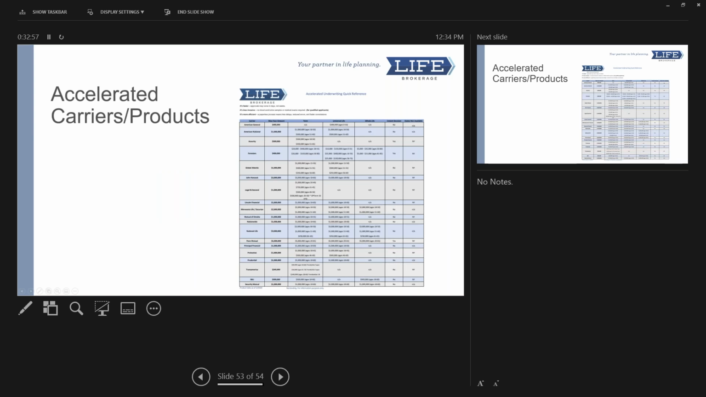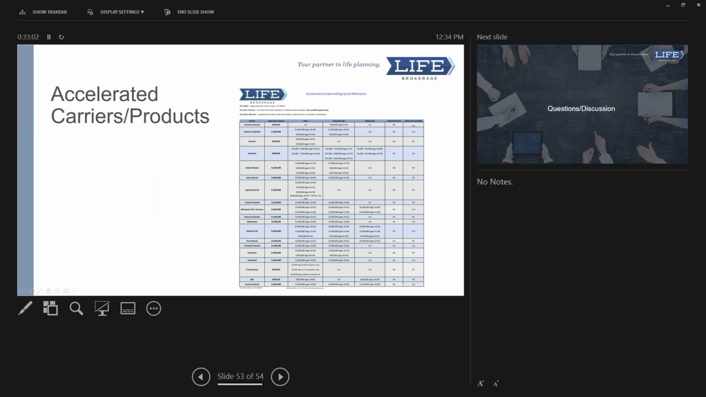Here's our accelerated list, right? You'll see product availability, underwriting at accelerated max face amounts, any state restrictions. New York's sometimes a little bit difficult, and if instant decision is available. If it's not an instant decision, which means like 2 to 10 minutes, you're looking at, if everything goes well, a 4 to 7 day process.